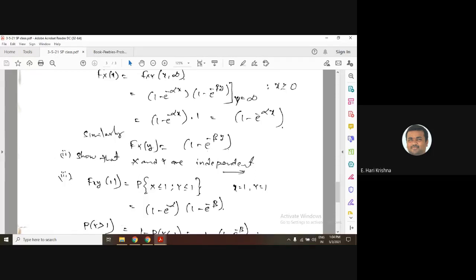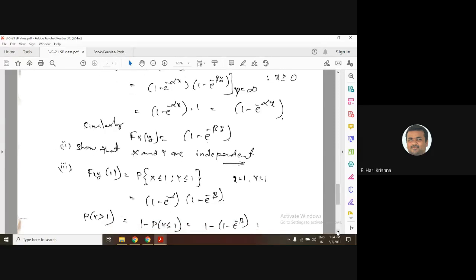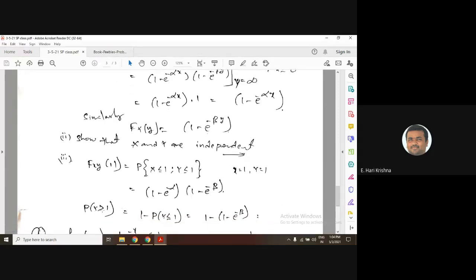One more question. Find the probability that y is greater than 1. Y greater than 1 can be written as 1 minus the probability that y is less than or equal to 1. The probability that y is less than or equal to 1 is Fy of 1. So 1 minus e power minus beta y, substituting 1 in place of y, gives 1 minus e power minus beta. That is the probability that y is greater than 1.